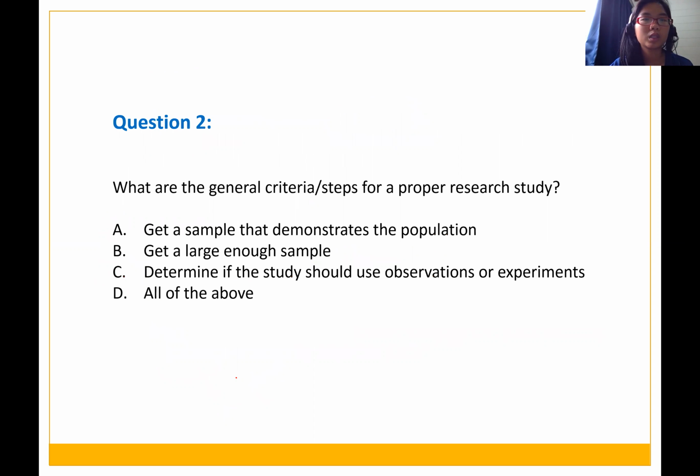A, get a sample that demonstrates the population or represents the populations. B, get a large enough sample. C, determine if the study should use observations or experiments. Or D, all of the above. So let's start, 2 minutes. Let's get this.